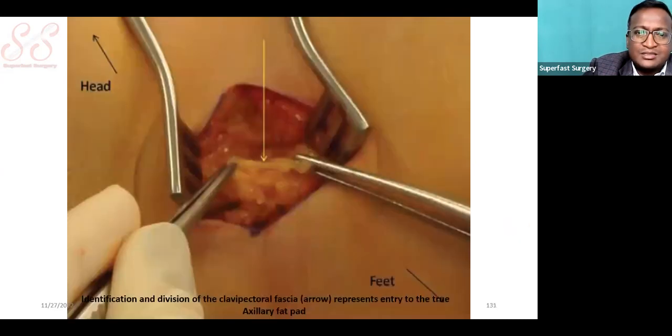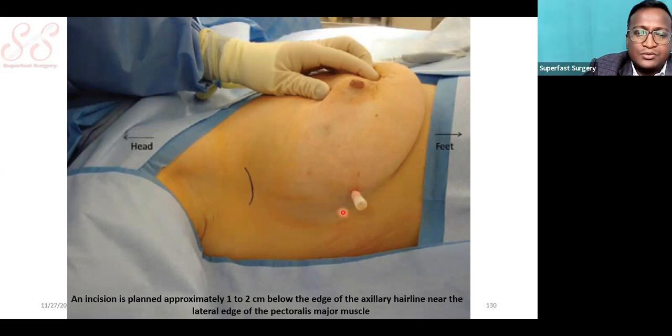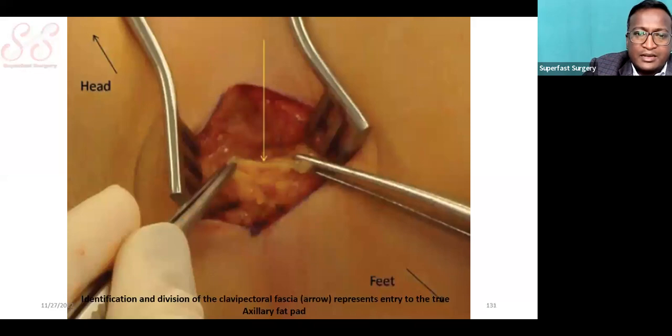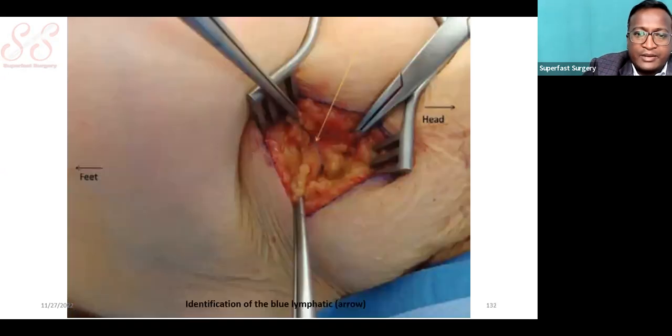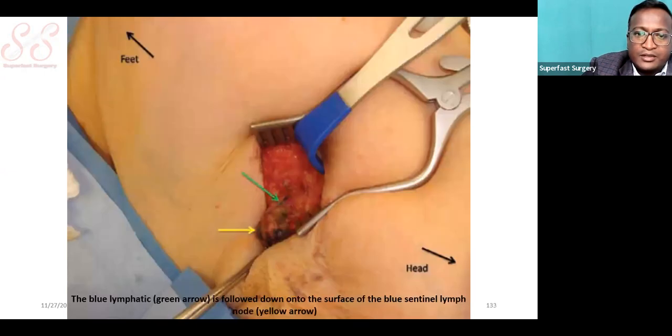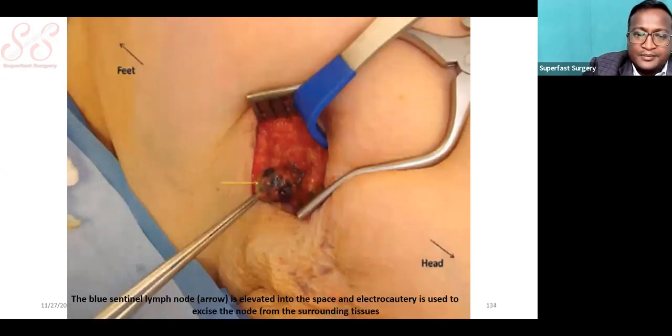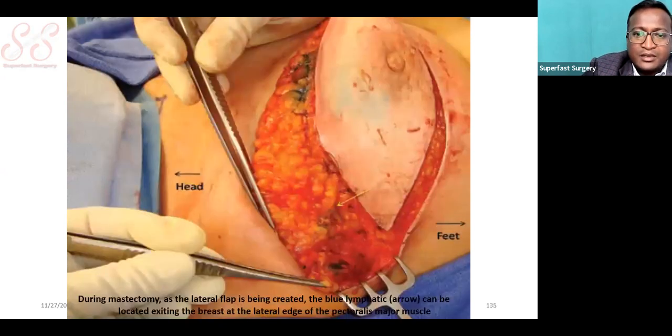I don't think I should discuss the procedure, but I'll just tell you briefly. The incision is made in the lower border of the axillary hair. And then we dissect it and identify the clavipectoral fascia and enter the axillary fat. So this is the blue line of the lymphatic vessels, which is draining to the lymph node. So this is the lymphatic. And then when we follow this blue line, we reach this group of lymph nodes, which is known as the blue sentinel lymph node. So we are harvesting this lymph node.